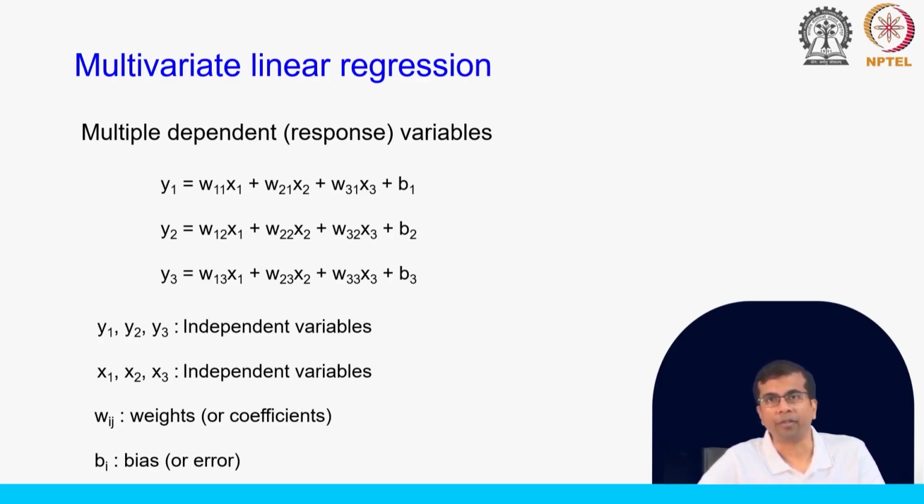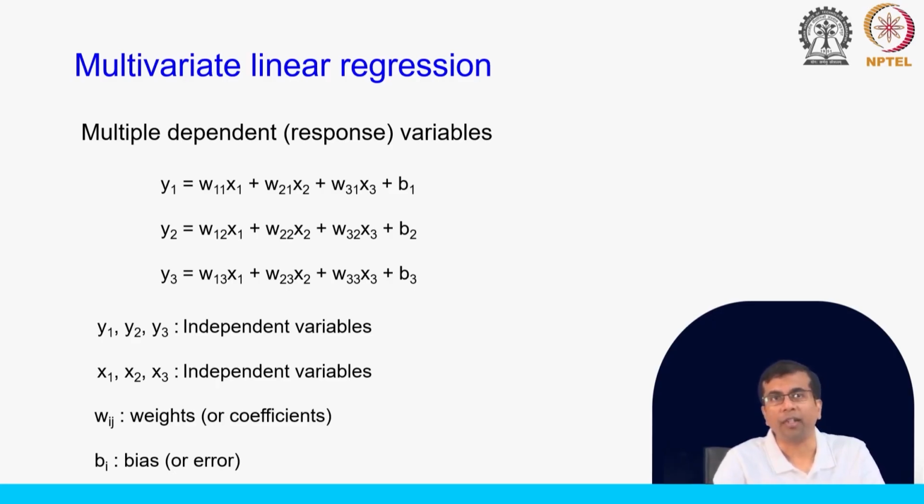So, we have y1 equals w11 x1 plus w21 x2 plus w31 x3 plus b1, right. These bias terms are different, as well as the weights. The dependent variables y1, y2, y3 depend on x1, x2, x3, but the weights are different. And as I mentioned, y1, y2, y3 are, sorry, dependent variables, not independent variables, and x1, x2, x3 are independent variables. Wij are weights or coefficients, and bi are bias or error terms.